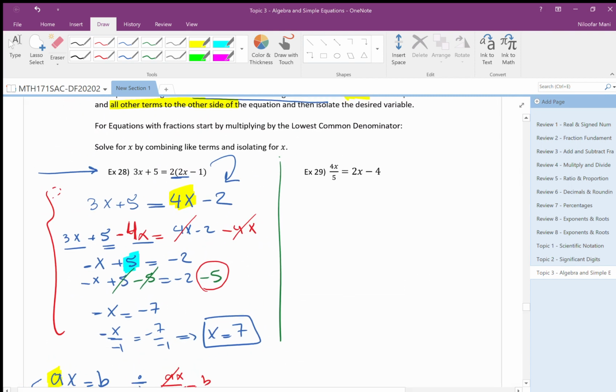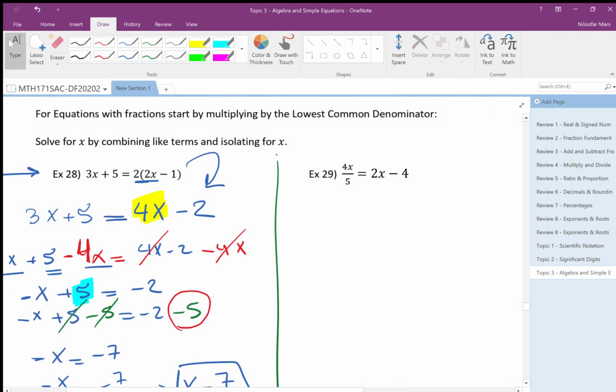Okay? How about here? This question, 29. You have a fraction. I know you can deal with 5, you can deal with 4 over 5. I know you can, but I don't want you to deal with denominators and fractions. So what do you have to do then? Multiply both sides by the least common denominator. Remember I say both sides, otherwise I'm changing the question.